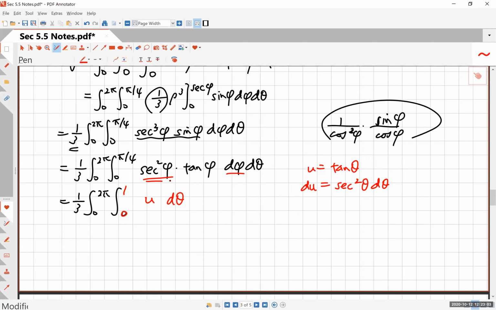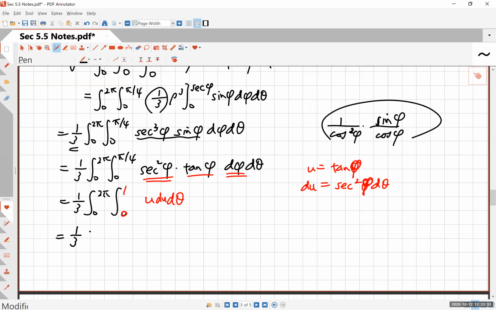Okay, so since this and this combined together is du, I have du here and d theta, and the tangent of, this is tangent of phi, right? Tangent of phi is here, and that's of course my u. And so this is also phi. And so that I think takes care of my mistakes here.